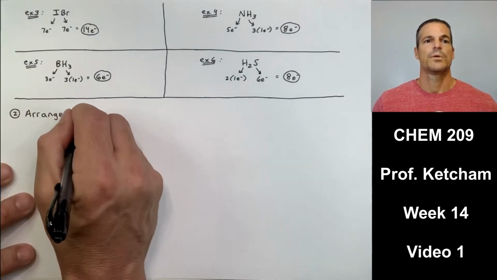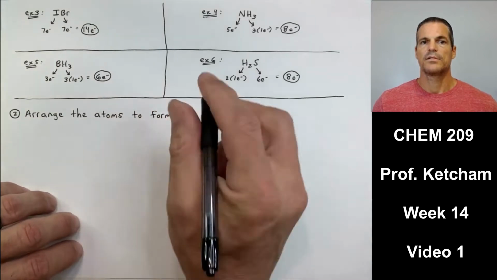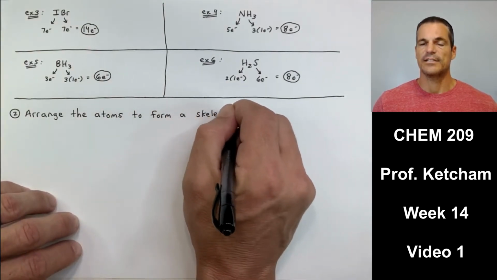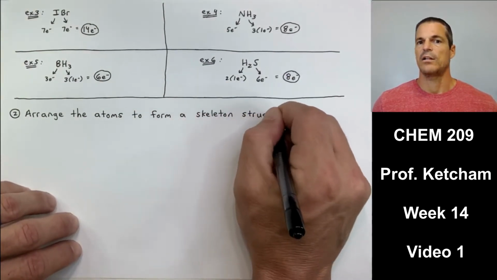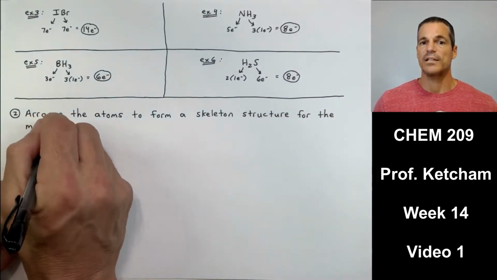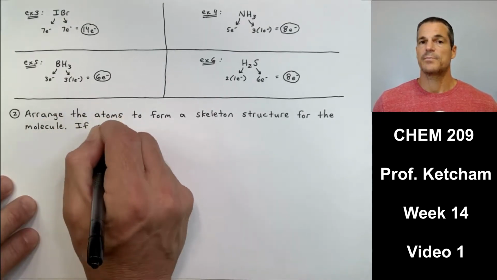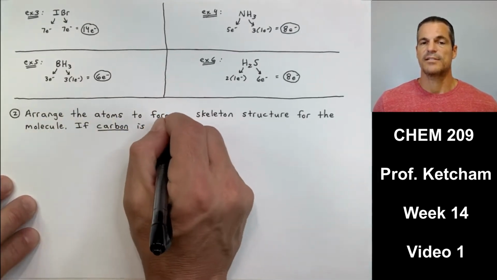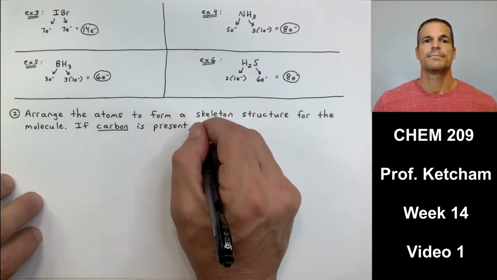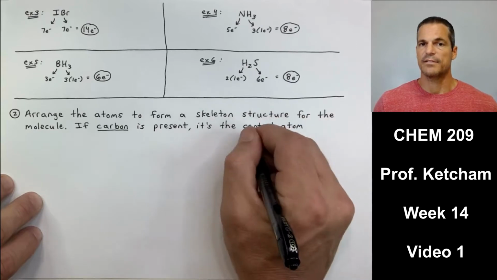Rule number 2, arrange the atoms to form a skeleton structure. This is like an outline of the way we think it's going to look. Arrange the atoms to form a skeleton structure for the molecule. If carbon is present, it's the central atom, all right? So if carbon is in our molecule, we make it the central atom.